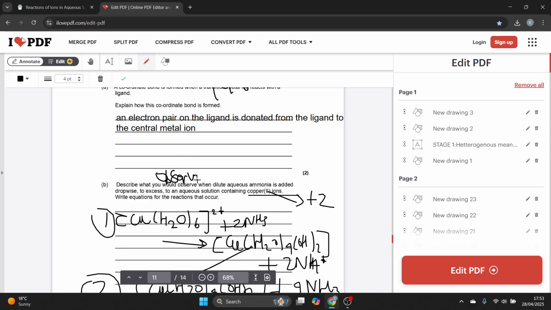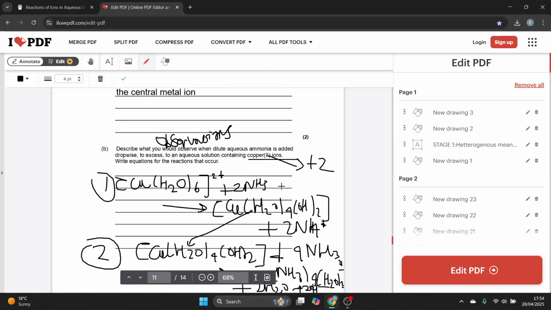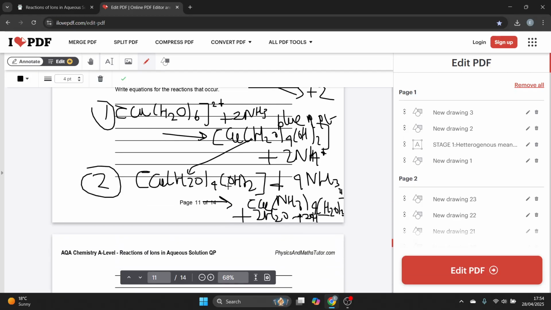Well, the observations: blue solution. The observation in this case would be blue solution gives me brick red precipitate, and then the blue precipitate gives me deep blue solution.